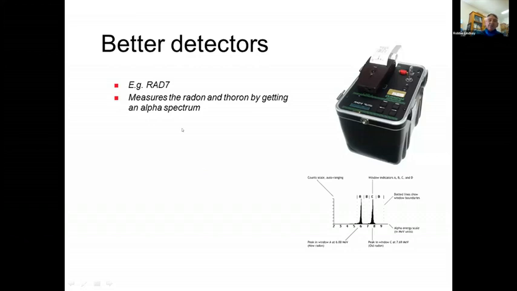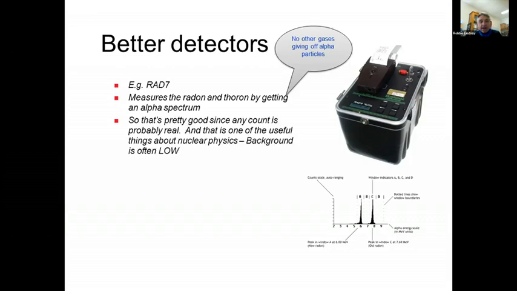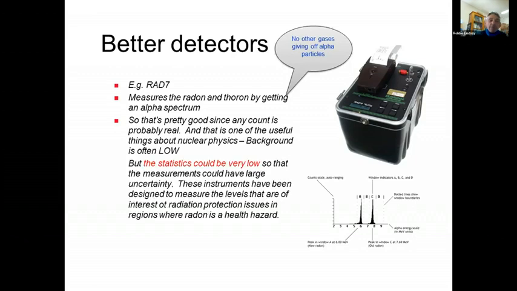You can also measure radon 220, the other radon isotope, which has an even shorter half-life, called thoron, usually. The good thing why this works well is because if you get one decay, that's probably from radon or thoron, because the other gases in the atmosphere don't give off alpha, so you're in good shape there. That's one of the advantages in nuclear physics: you don't get lots of alphas decaying apart from the ones like radon that you're actually looking at. But of course, your statistics could be very low, because as I said, you need a large amount of air to get a reasonable amount of decays.